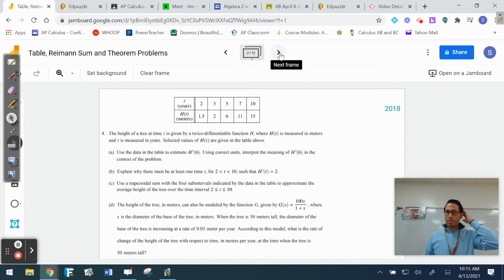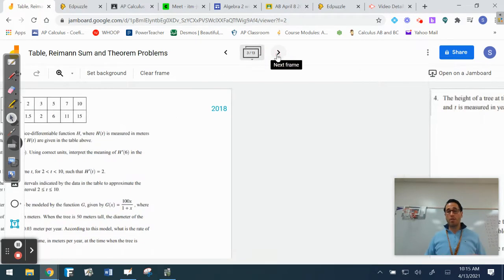And we're going to start out here in 2018. As we do these, we want to see what the AP likes to do from year to year, because that's the better predictor. And they're always going to mix things up, so we have to be aware of that also.